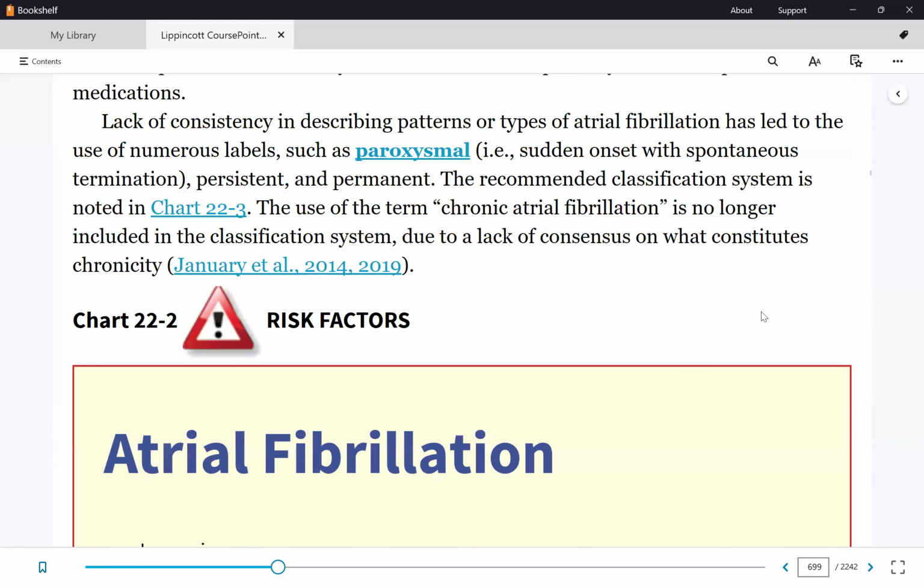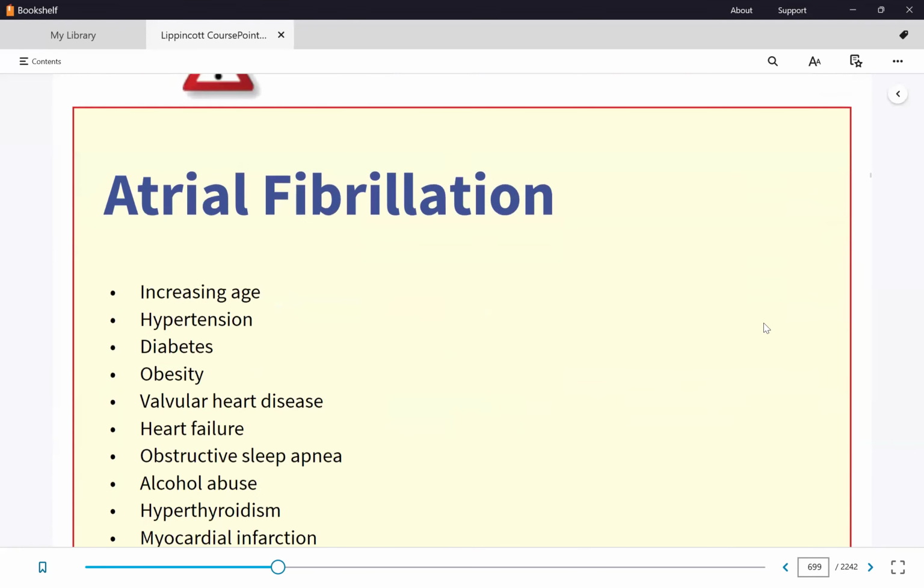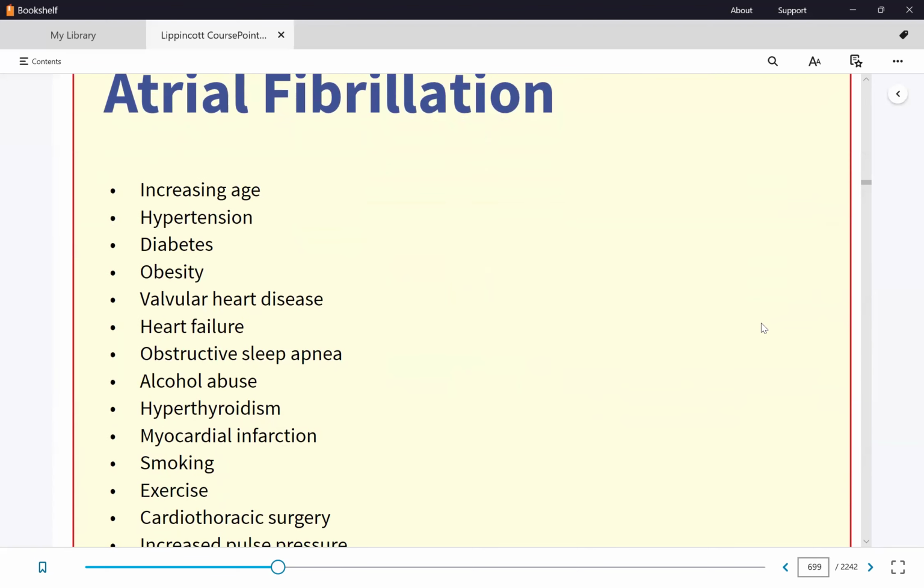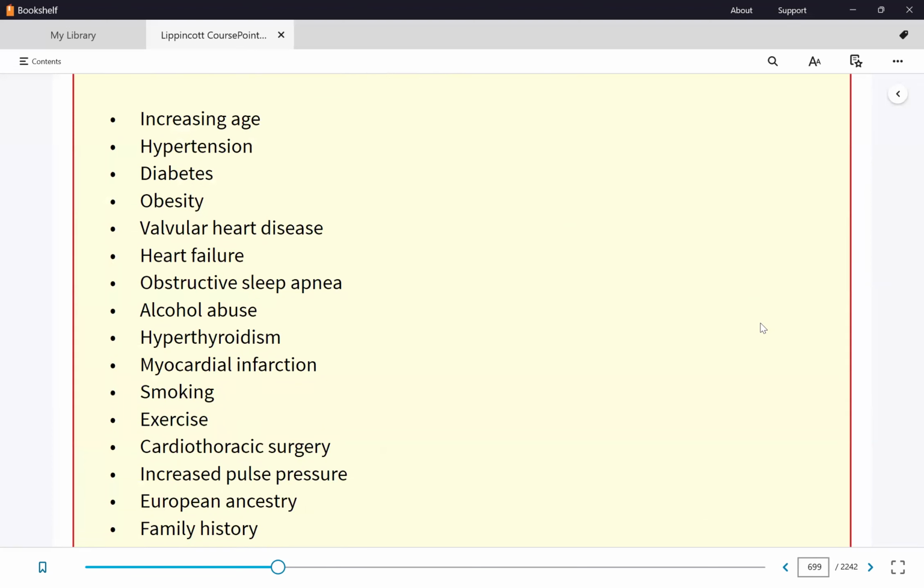Other risk factors are on chart 22-2. Number one, again, age, as mentioned. Next are the following: hypertension. Take note, hypertension can be caused by several factors, including any congestion inside the atria, which includes valve problems. Valve problems are mentioned here. Look at bullet number 5, valvular heart disease. Most of these conditions lead to increased pressure inside the atria, both left and right, causing some irritability, resulting in abnormal impulses. I'll show you the picture shortly.